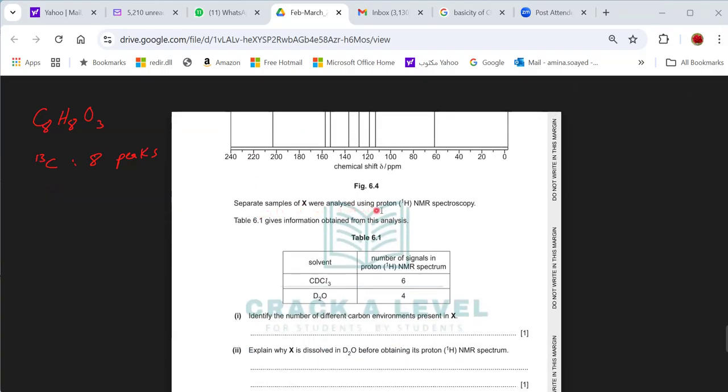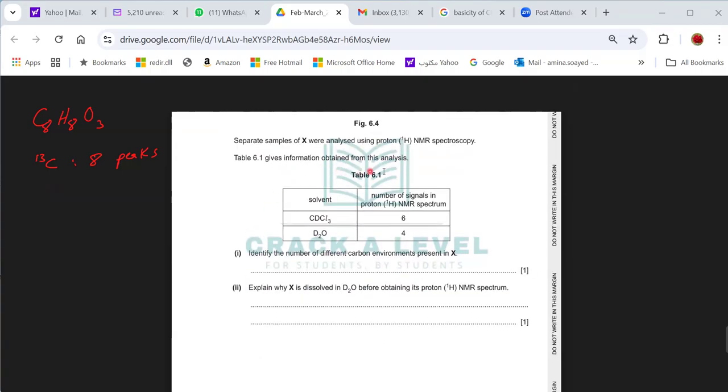Separate samples of X were analyzed using the proton NMR spectroscopy. Table 6 gives information obtained from this analysis using deuterated chloroform. We got 6 signals for the protons, and in presence of D2O, it formed 4, which means that we have 2 OH groups, because we know that when we use the D2O in the proton NMR spectroscopy, the OH groups and NH groups, the hydrogens are going to be substituted by a deuterium, and then it will not show a signal for its proton.